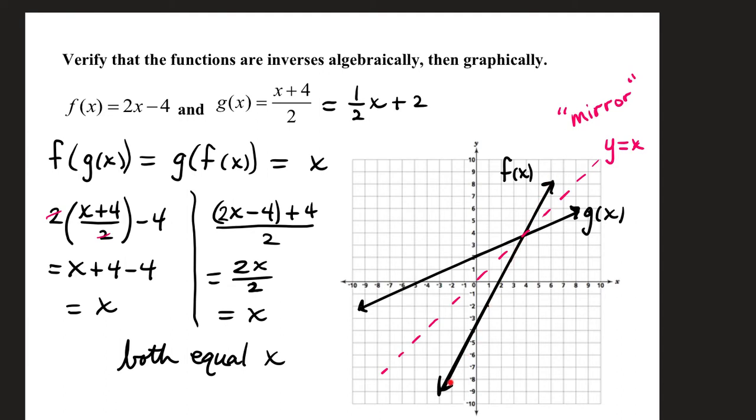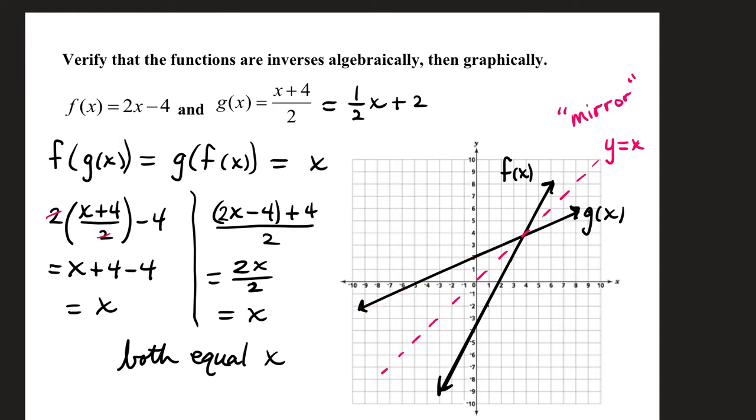Function f is a line with slope 2 and a y-intercept of -4. That is this line over to the right side of your screen. Y-intercept -4, slope of +2. The other function is a line that has a slope of 1/2 and a y-intercept of +2. That is this function, and I've labeled them f and g so that you can see them.